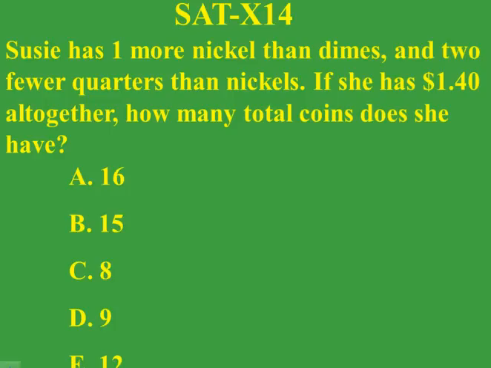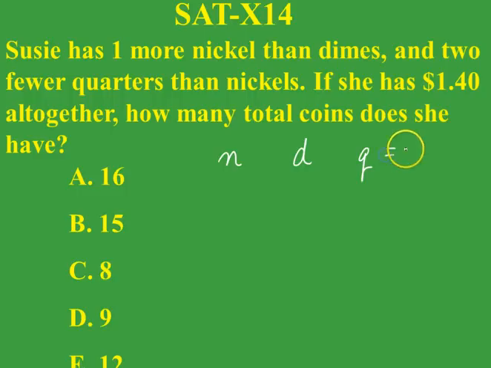SAT example number 14 has quite a few steps to it. It's a situation with money where it gives you the relationship in the number of coins of each nickel, dimes, and quarters. And then the total value of the coins is $1.40. So what I'm going to do is write that out, where we're going to let N equal the number of nickels, D equal the number of dimes, and Q equal the number of quarters.